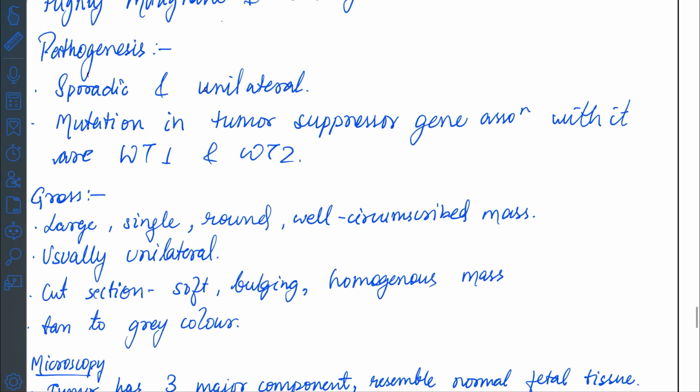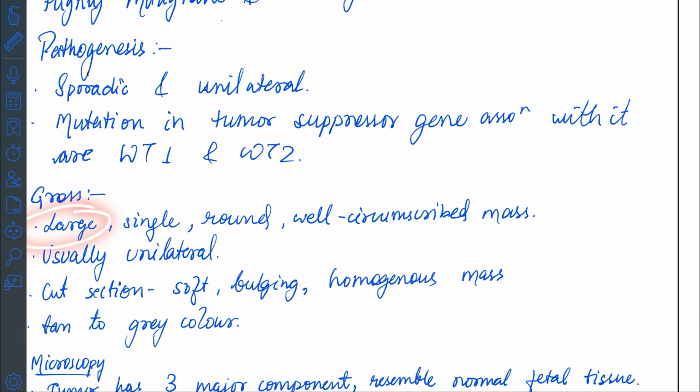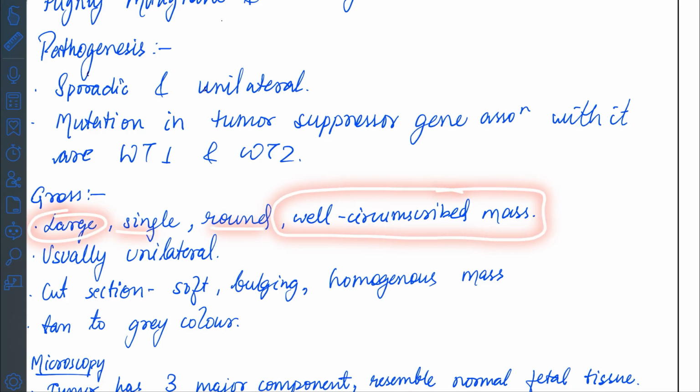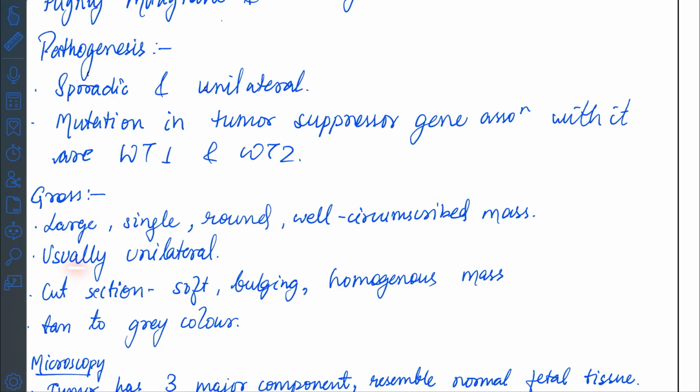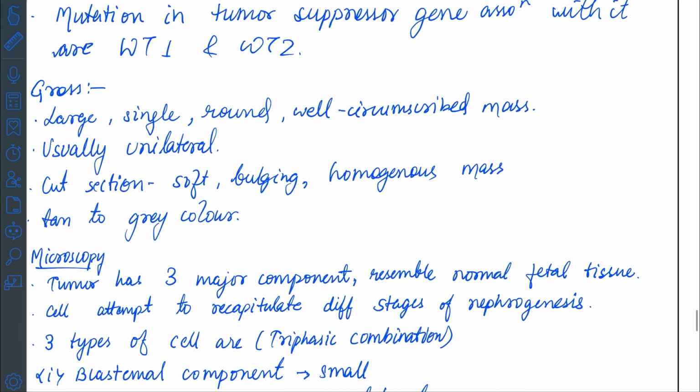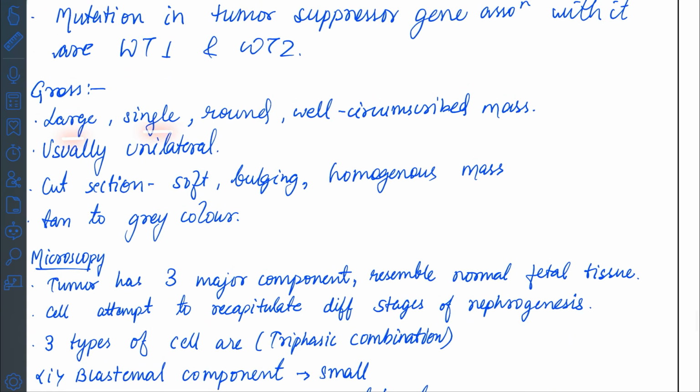Gross features: the kidney appears large, or rather the tumor we are talking about is large, single, round. It can be a well circumscribed mass. It is usually unilateral. The cut section of the kidney shows a soft, bulging, homogeneous mass that appears tan to gray in color. So, single, large, round, well circumscribed mass, usually unilateral, with a soft, bulging, homogeneous cut section, gray to tan in color.